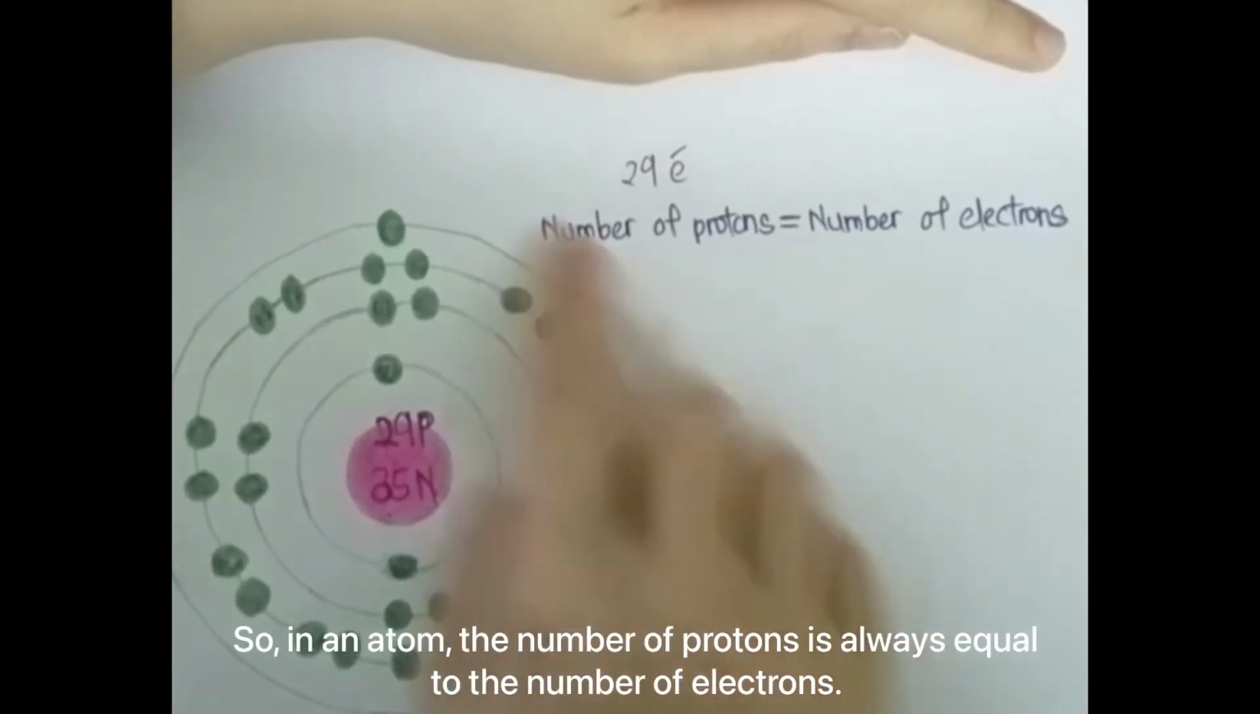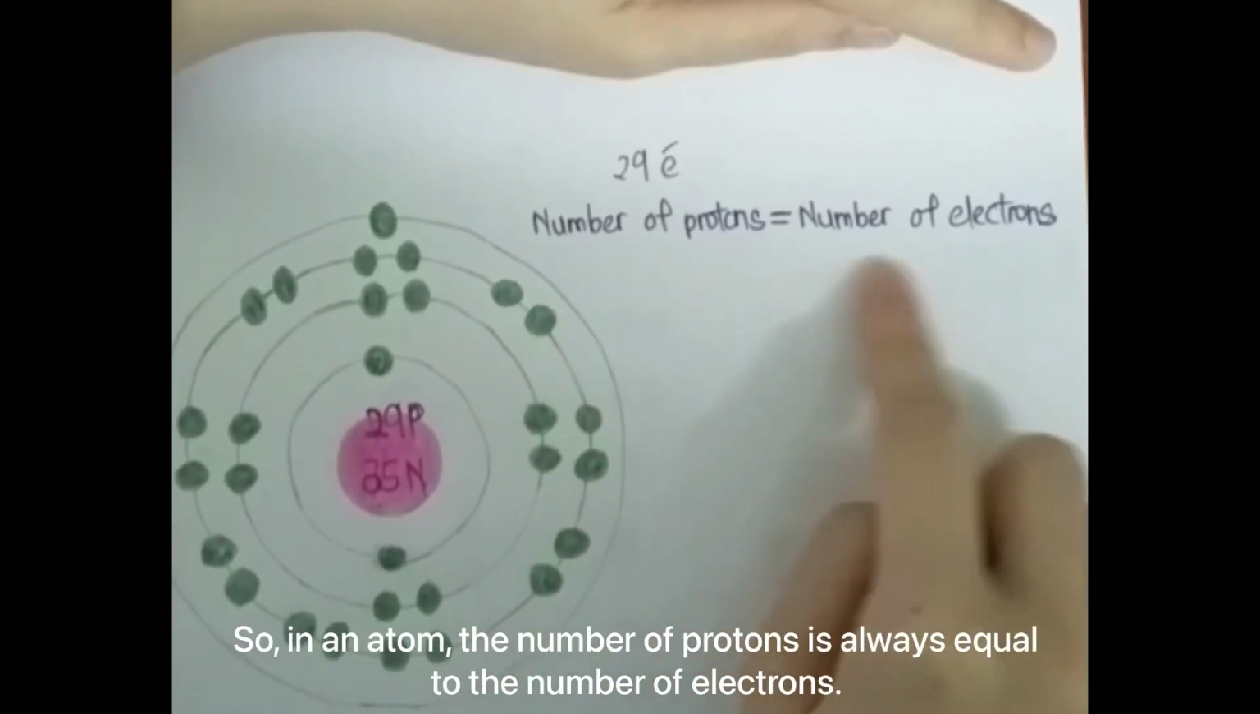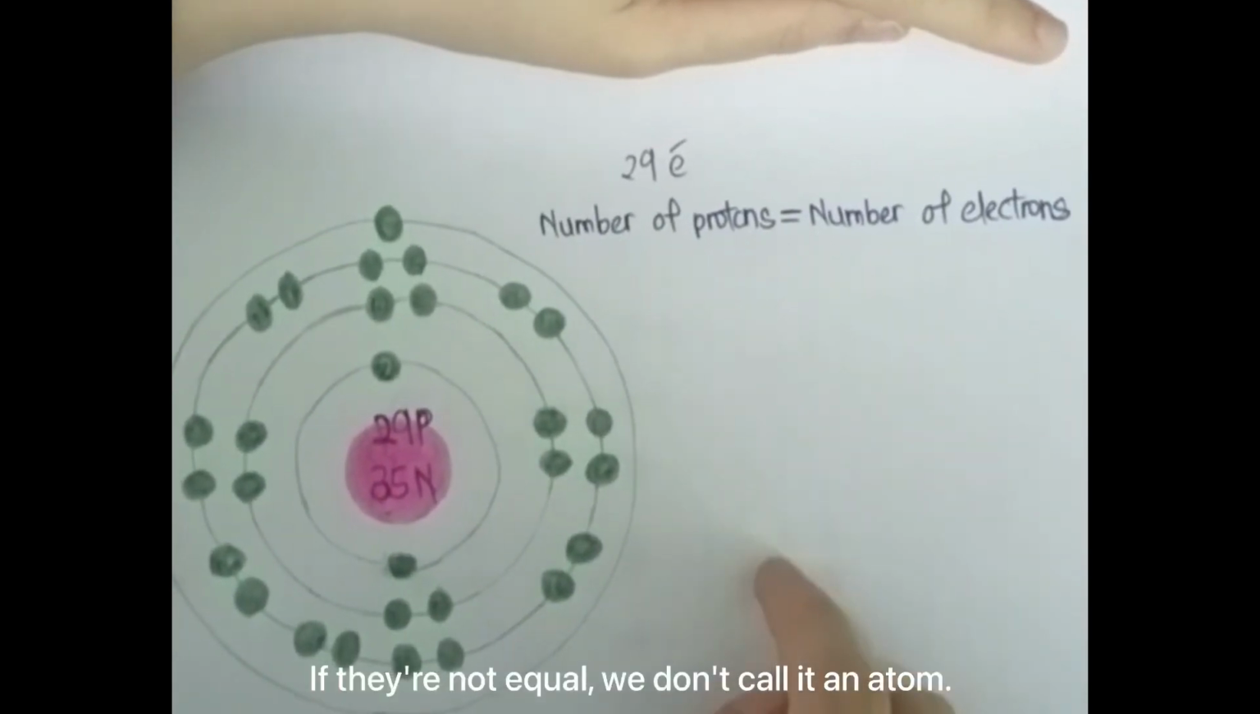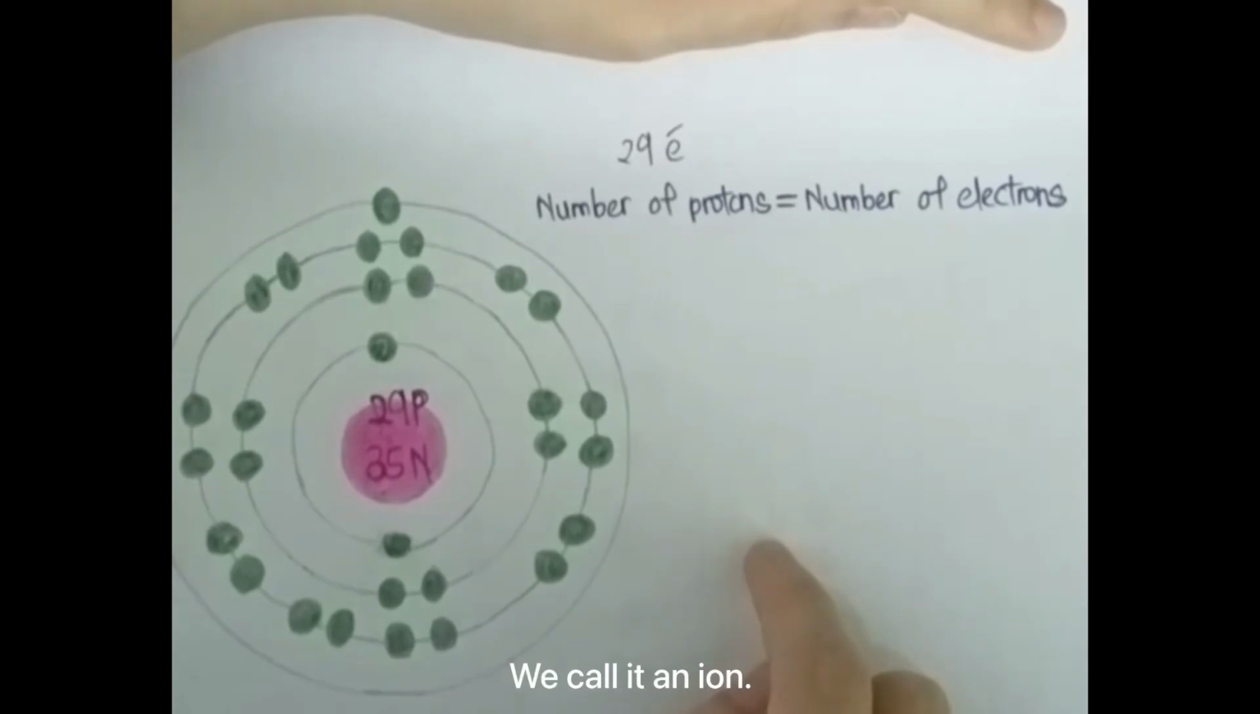So, in an atom, the number of protons is always equal to the number of electrons. If they are not equal, we don't call it an atom, we call it an ion.